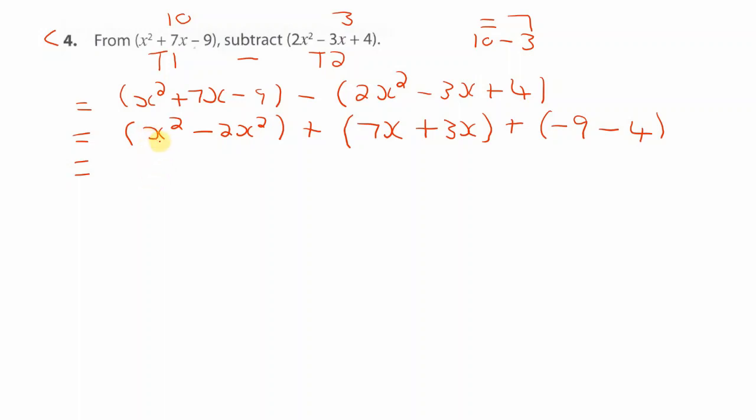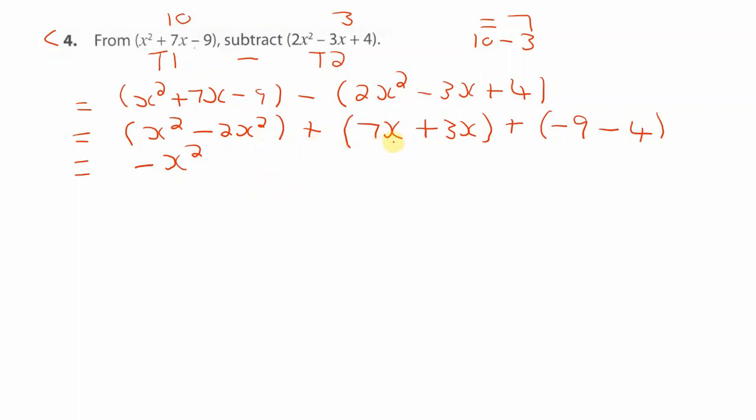We have 1x squared, we owe 2, we don't have enough. So therefore we owe more than we have. It's negative. The difference between 2 and 1 is 1. We don't write the 1. It's an invisible 1 by convention. So we have negative x squared.